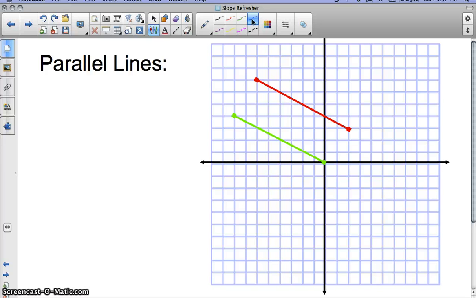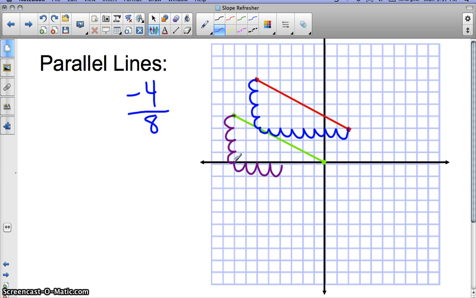Because if we take a look at the slope of these two lines, we'll do our rise over run. Go 1, 2, 3, 4. 1, 2, 3, 4, 5, 6, 7, 8. So we've got a negative 4 because we went down 4, remember? And then over 8. That was my red line. For my green line, I use a purple marker just so I keep them separate. Again, 1, 2, 3, 4, then 1 through 8. So again, down 4, over 8. They have the same slope.